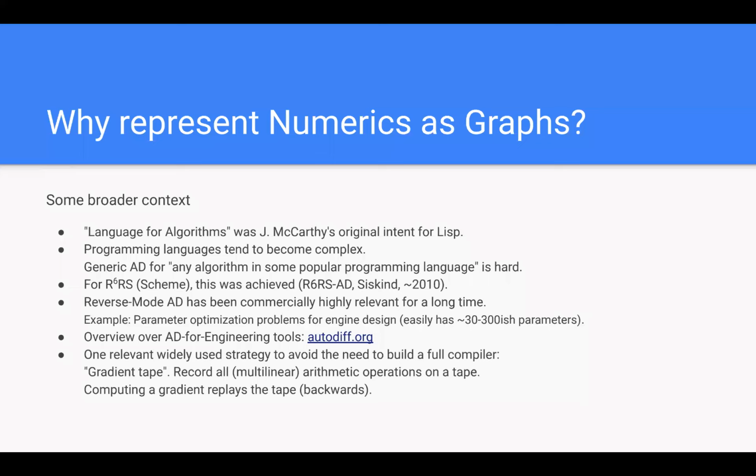tools that are widely used in engineering, but most of them have to get creative to solve this problem, that they want to avoid having to build a full compiler. And one technique that is employed by some of these systems is this approach of using a gradient tape. So as we are going through a particular calculation, we are recording all the arithmetic operations that we are going through on a tape. And then when we are computing a gradient, we replay the tape, but backwards. We will see in a moment what this is about.